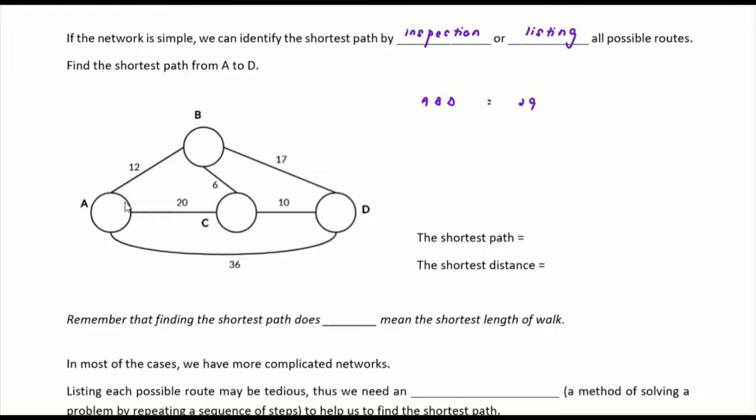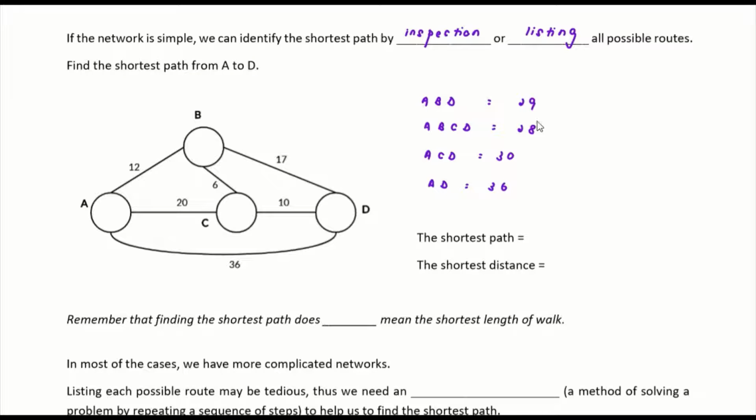Okay, so the other possible way is A, B, C, D. Am I right? So that's why you have 12 plus 6 plus 10, which means you are able to get 28. The other possible one may be ACD, which gives you 30. Then the last one, you straight away reach D from A. So AD, you need a distance of 36.